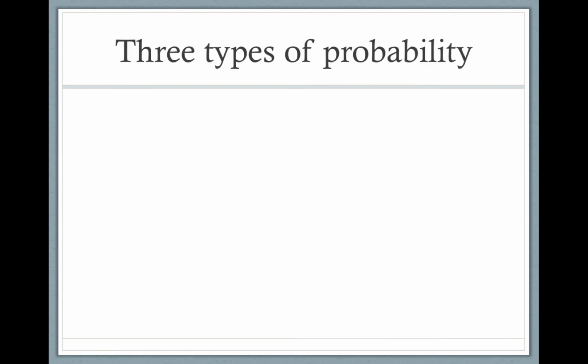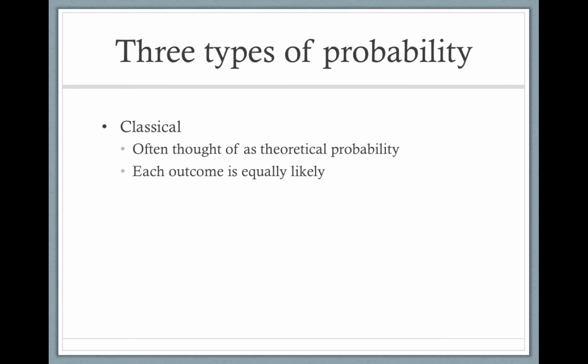All right, so I mentioned when I first started the lecture that there are 3 types of probability that you want to make sure that you know and understand. We've got classical probability. So what does it mean for a probability to be classical? Well, it's often thought of as the theoretical probability. It's where each outcome is equally likely. So what's the probability of rolling a 3 with a die? Well, we're going to learn that that's 1 over 6 because there's 1 3, there's 6 faces. That's a classical probability. Each face of the die is equally likely to occur.